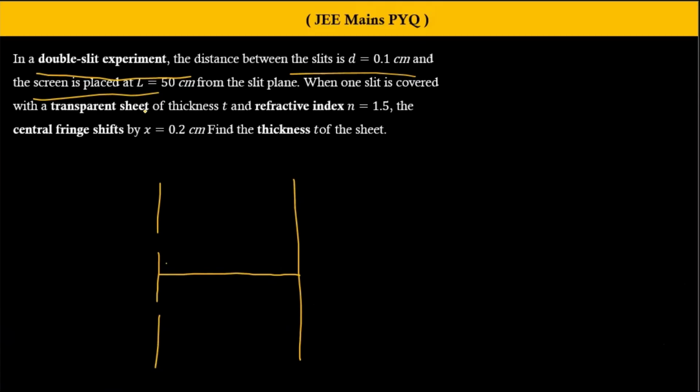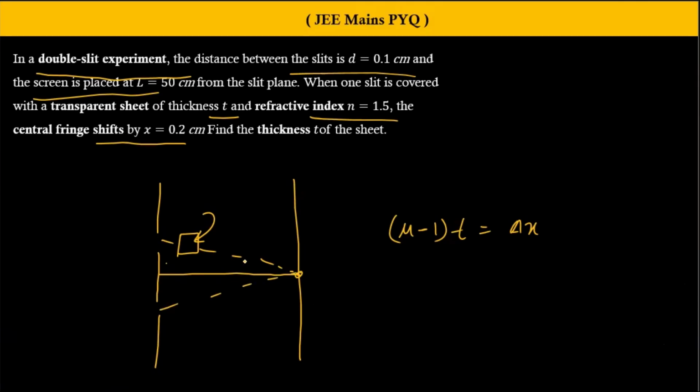When one slit is covered with a transparent sheet of thickness t and refractive index 1.5, so let's say यहाँ पे तुम्हारा स्लिट है, सॉरी शीट है. The central fringe shifts by this, find the thickness t of the sheet. ओके, सो मैंने तुम्हें बताया था बिकॉज ऑफ दिस वन इन द पाथ ऑफ लाइट, path difference will change by what amount? Mu minus 1 into t. This is delta x. I mean, अगर ये शीट नहीं होता तो यहाँ पे path difference 0 होता है. Because of this, this is going to travel more distance. How much more? This much more. So this is the extra path length that is coming because of placement of the sheet, and because of that, this is the path difference.